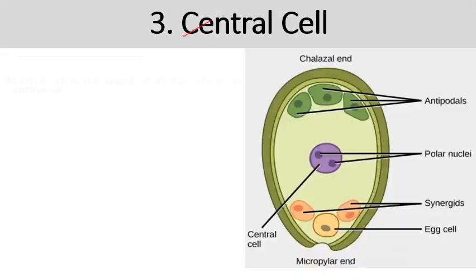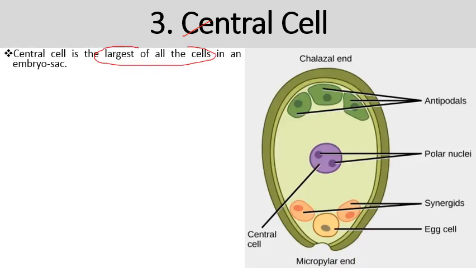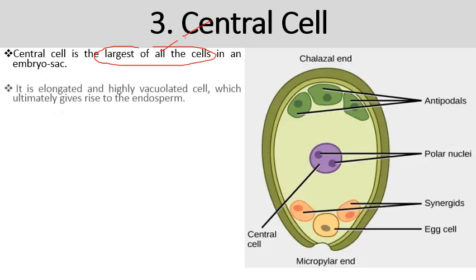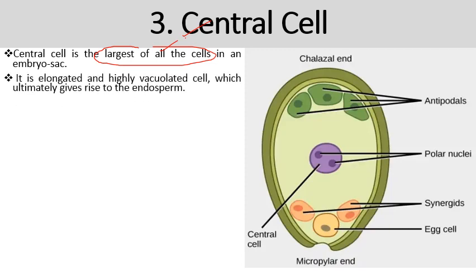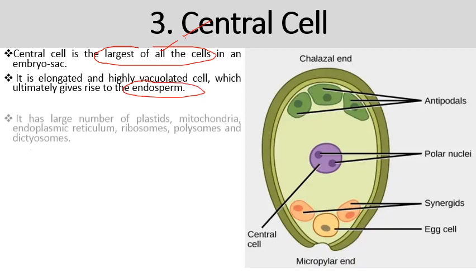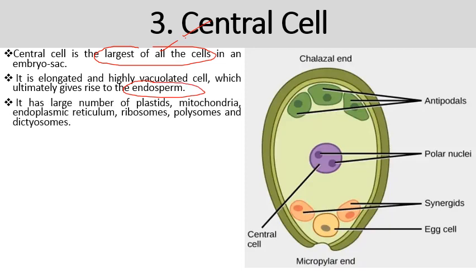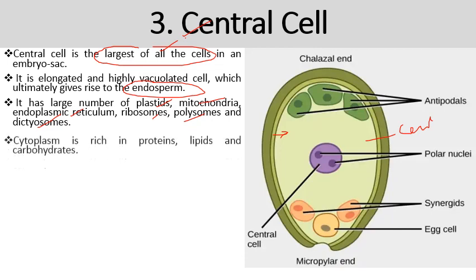Next comes the central cell. The central cell is the largest cell among all the cells of the embryo sac. It is an elongated and highly vacuolated cell which ultimately gives rise to endosperm after fertilization. It has a large number of plastids, mitochondria, endoplasmic reticulum, ribosomes, polysomes and dictyosomes. All kinds of cell organelles are present. This is the central cell.